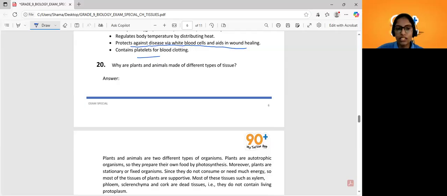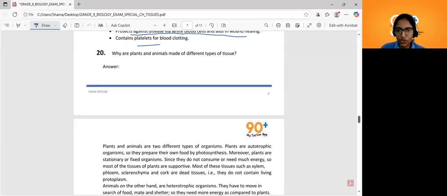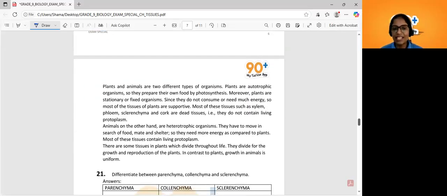Now the 20th question is, why are plants and animals made up of different types of tissues? Very easy question, right? Plants and animals are two different types of organisms. We know that plants are stationary at a place. What about animals? They wander here and there, right? Plants are autotrophic organisms and they prepare their own food by photosynthesis. Moreover, plants are stationary or fixed organisms and they do not consume much energy. So most of the tissues of plants are supportive, in order to support the plant.